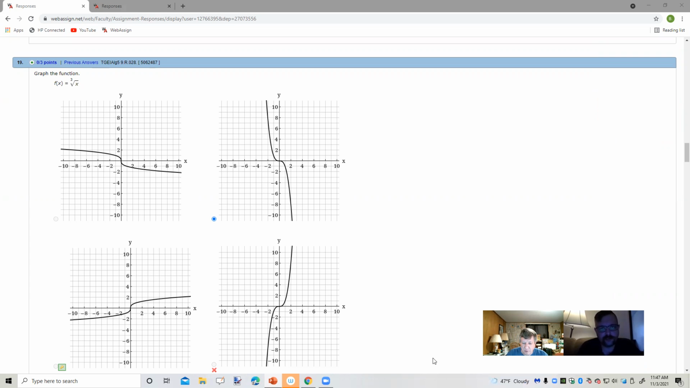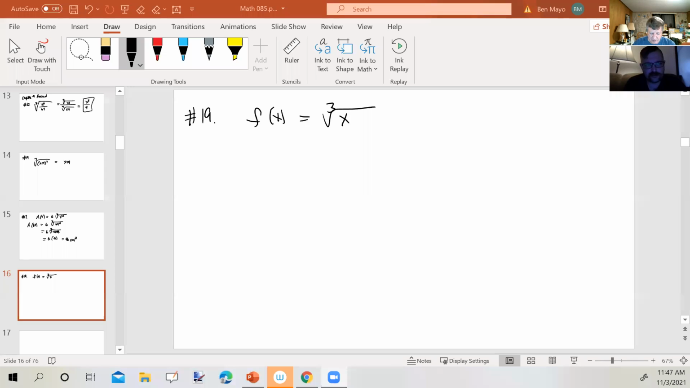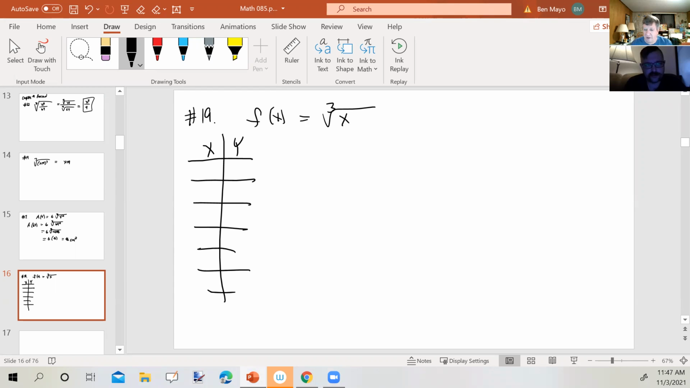Okay, so I'm going to go back to my whiteboard screen, and let's find some solutions to this equation. Since I'm taking the cube root of x, it would be nice if x was a perfect cube. So how about -8? Let's see, -1, 0, 1, and 8. When x is -8, f of -8 is the cube root of -8, which is -2.